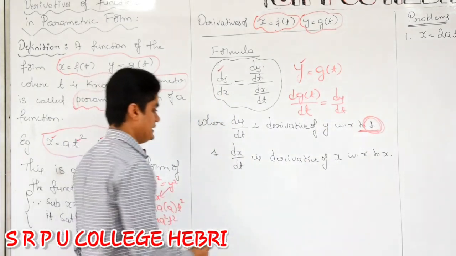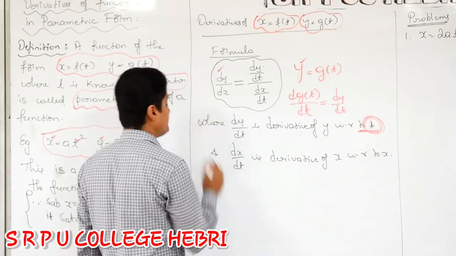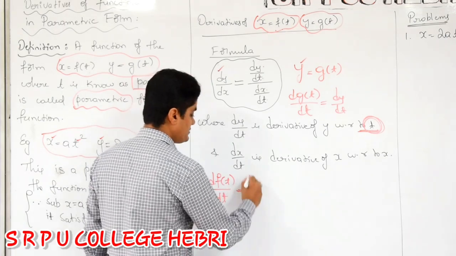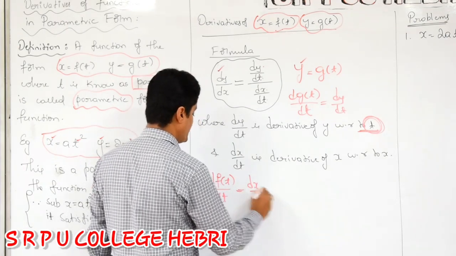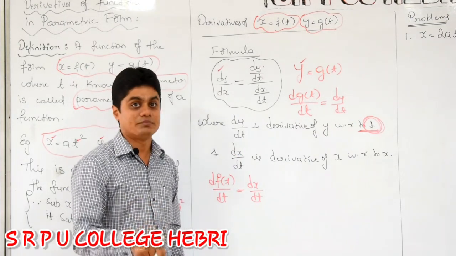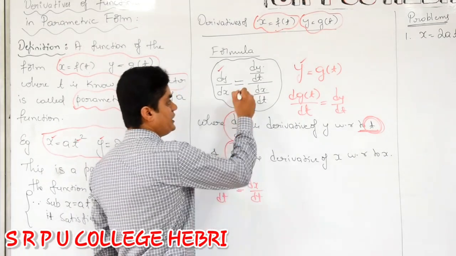Understood? Similarly, what do you mean by dx by dt? Differentiation of x. What is x in the given function? F of t with respect to t is dx by dt. Remember, you are differentiating x and y in terms of the variable t. So once you get dy by dt and dx by dt, use this formula.